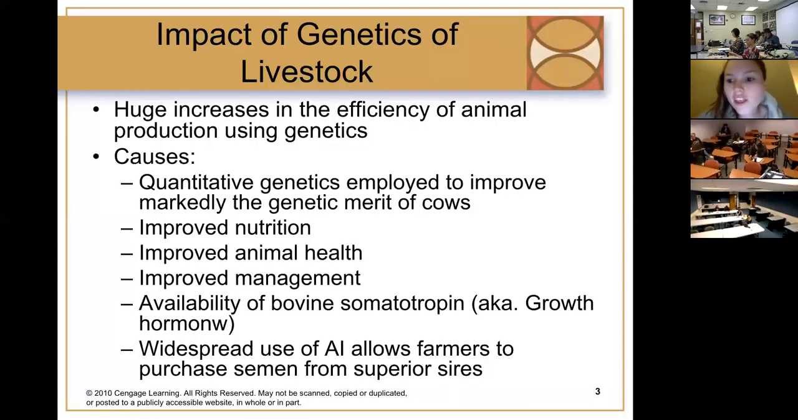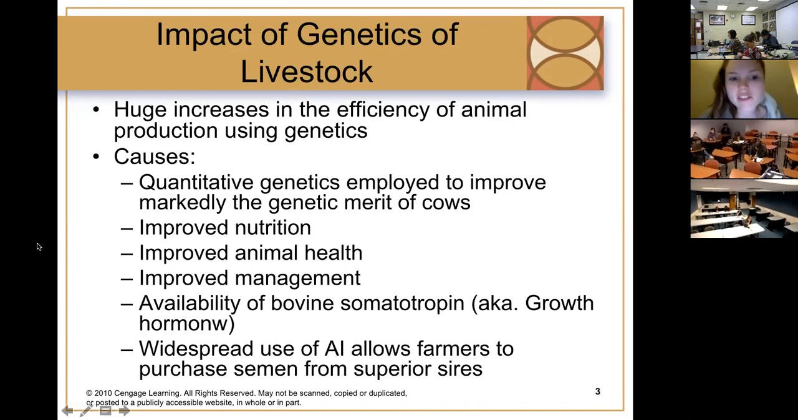So there can be very big impacts of genetics on livestock. Genetics can lead to huge changes in the efficiency of animal production. And that's mainly due to the use of quantitative genetics, which I'll explain a little bit later, that is used to improve the genetic merit of cows. It can also be improved nutrition, improved animal health, improved management practices, availability of bovine somatotropin, which is also growth hormone, and then the widespread use of AI that allows farmers to purchase semen from superior sires. We already talked about the advantages of that.